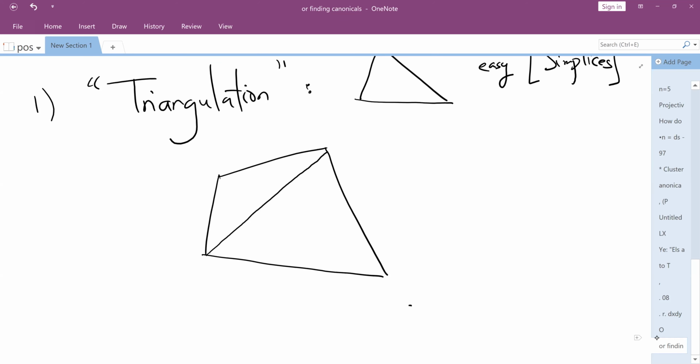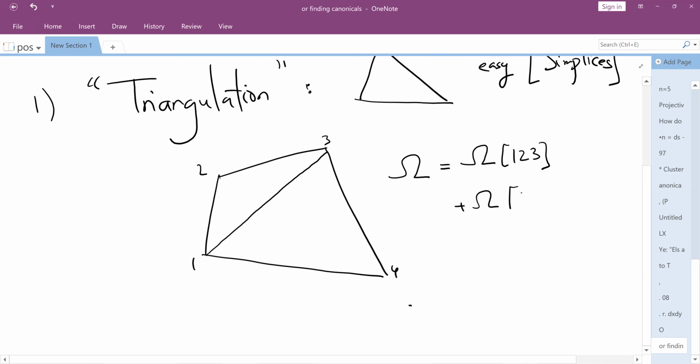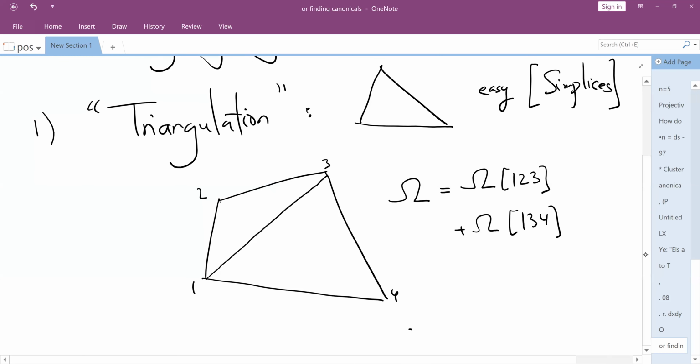Okay, so one idea is, let's say we have this quadrilateral 1, 2, 3, 4, that the canonical form for this whole quadrilateral is actually the canonical form for the triangle 1, 2, 3, plus the canonical form for the triangle 1, 3, 4. Now, why is that? Well, obviously the canonical form for triangle 1, 2, 3 has singularities here, there, and it also has a logarithmic singularity there. That's not a singularity of the whole geometry, obviously. 1, 3, 4 also has a singularity there, and also, of course, the ones that we want on the other side.